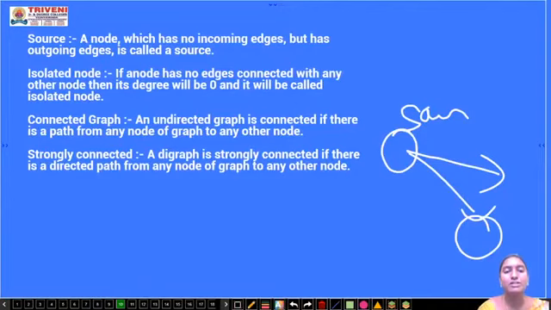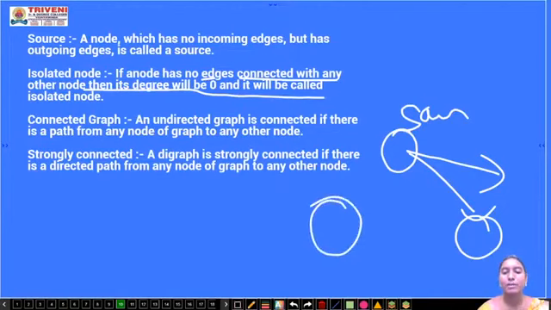And if a node has no edges connected with any other node, then its degree is 0, which will be called an isolated node. Now, no node is connected to it, there is only one node, and it doesn't even have a self loop, then the degree is 0. That is the isolated node. And connected graph.